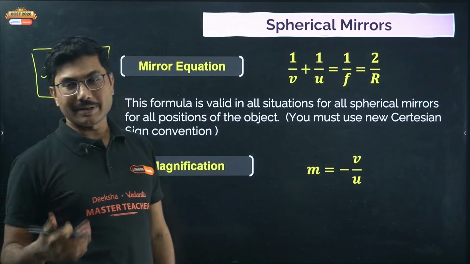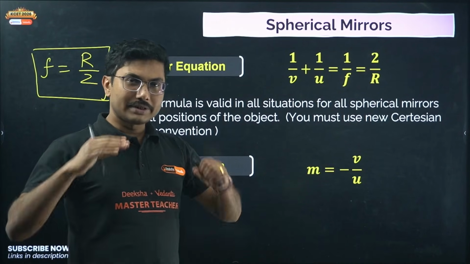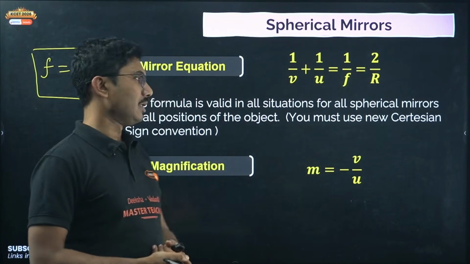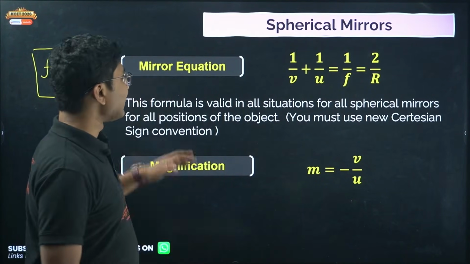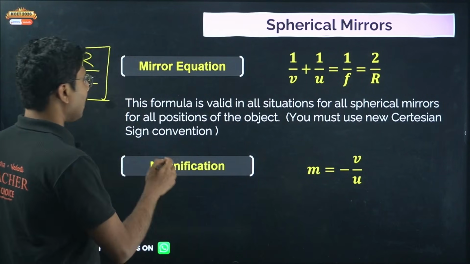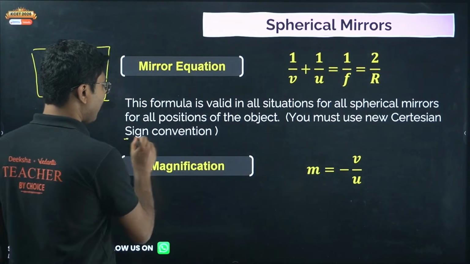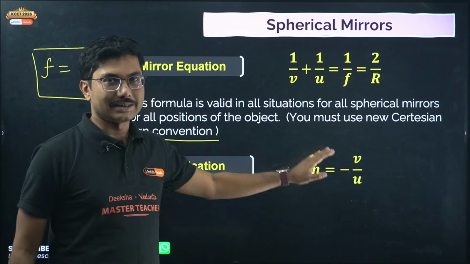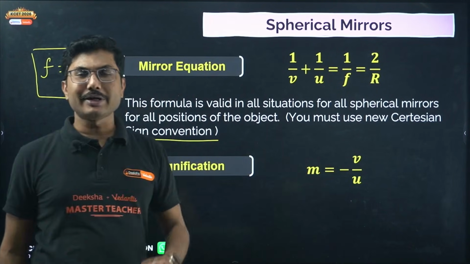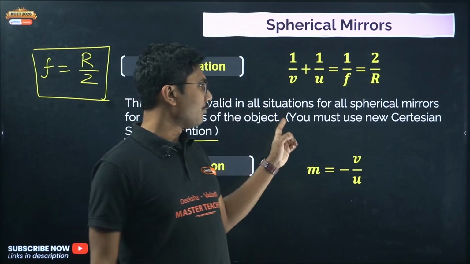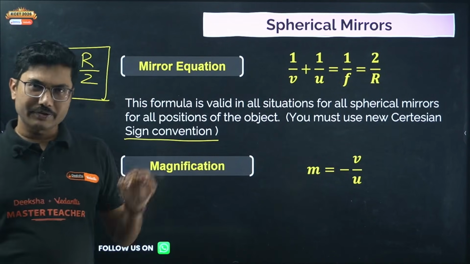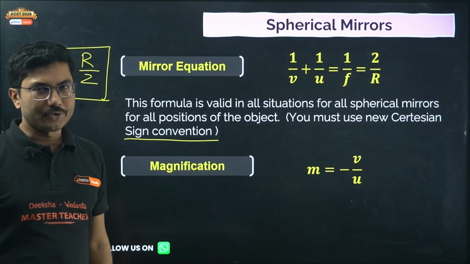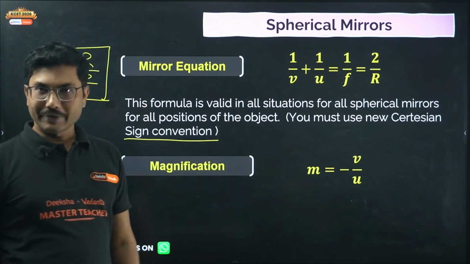For a normal plane mirror, magnification is 1. So whatever is the size of the object, you see the exact same size of the image as well. Okay, now in both cases you have to apply the sign convention. These two formulas are valid for all cases, all positions of the object. Only thing you have to be careful, you must use the new Cartesian sign convention, the sign convention we have learned. So in case of magnification also you have to use the sign convention, right?